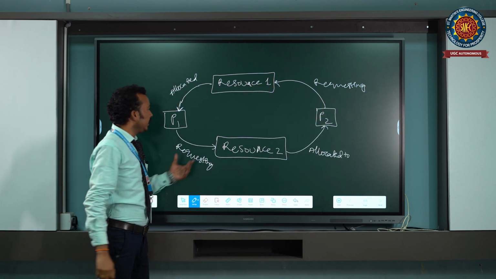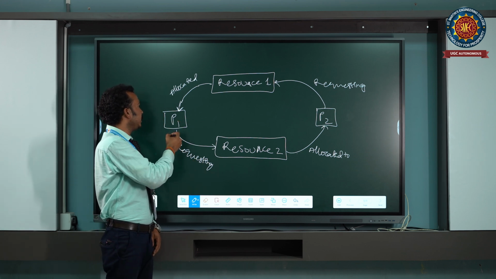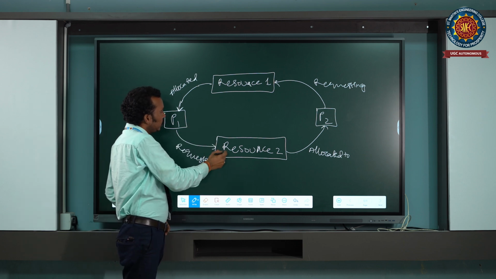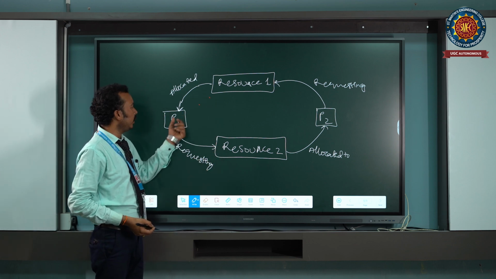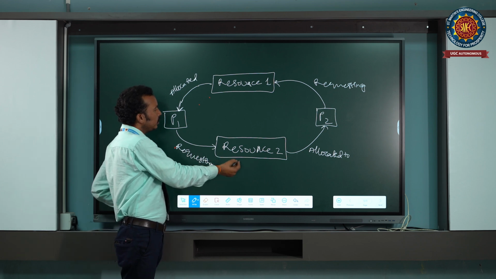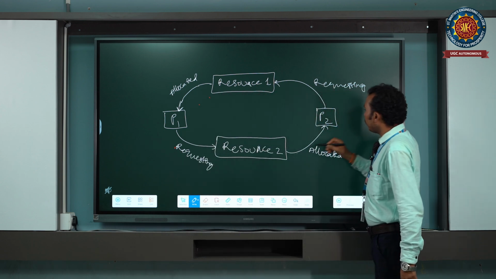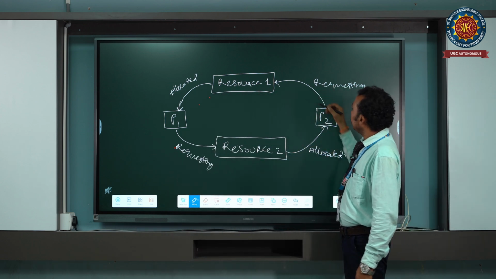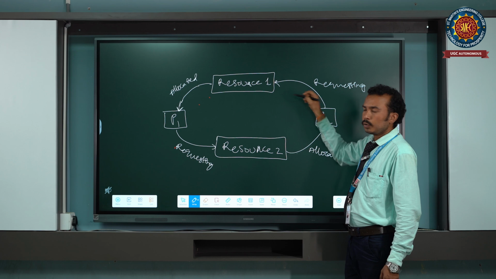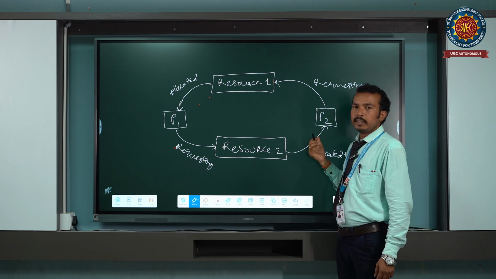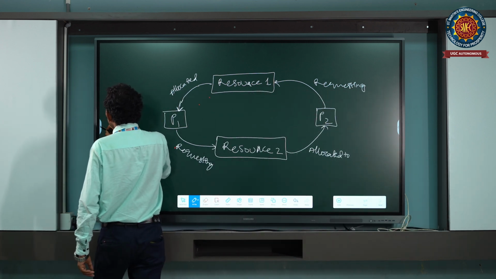In this case, if process 1 is to complete its execution, it already holds resource 1, and it requires resource 2 as well. Here process 2 also holds resource 2, and to complete its execution, it requires resource 1 also. So in this case, no process will complete its execution, so the deadlock will occur. Next, we'll go to the necessary conditions.